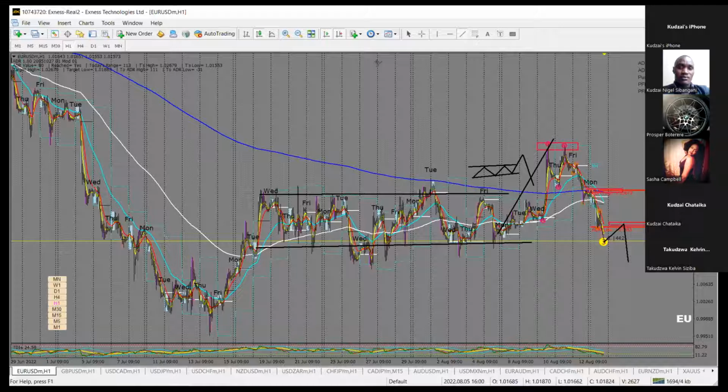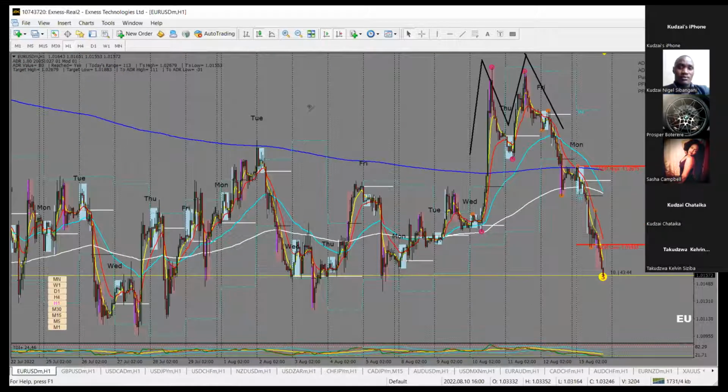So where were we supposed to enter from that peak formation? From this move that took place last week, this one right here, which was accelerated by news.